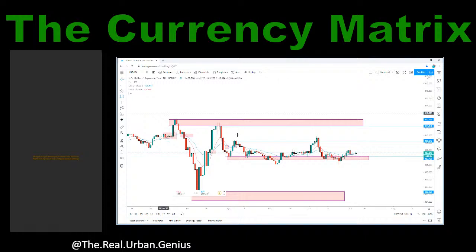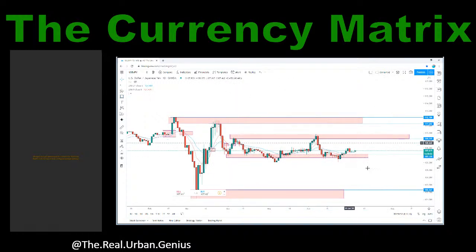Now we can bring that zone all the way across as well. Now we see how price reacted at that time. We got rejection, bears, all right, to the support. Now we have bulls again.